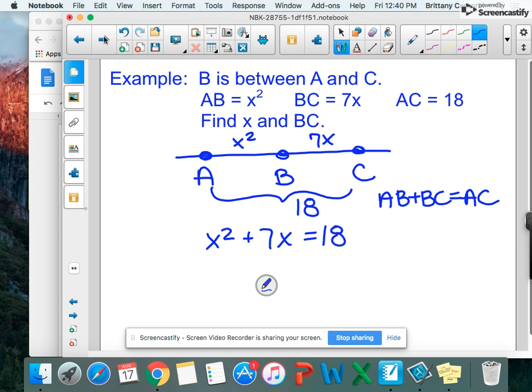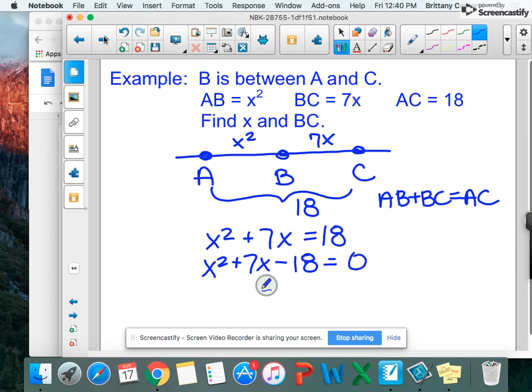Since we have an x squared, we're going to get everything on one side, make it equal to 0. We're going to factor and then see if the two answers we get make sense. So again, we're going to subtract that 18 over, so we get x squared plus 7x minus 18 equals 0.